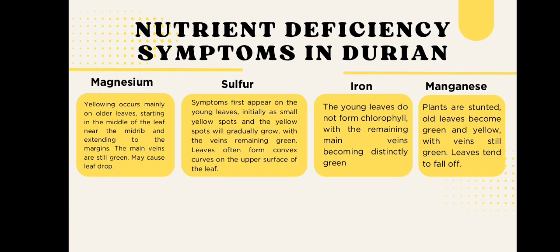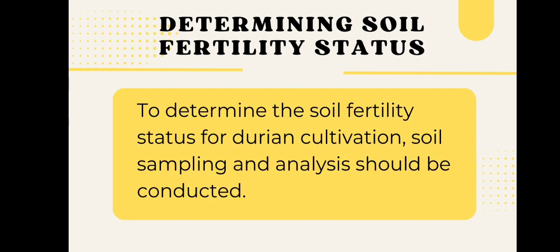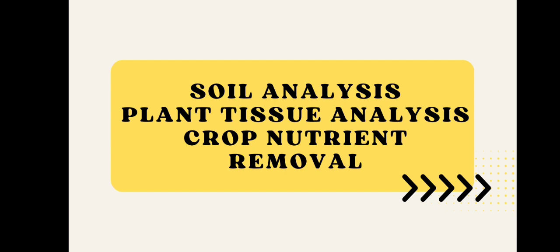Magnesium deficiency symptoms occur mainly on older leaves, starting in the middle of the leaves near the midrib and extending to the margin, and may cause leaf drop. Sulfur deficiency symptoms first appear on the young leaves, initially as a small yellow spot, which will gradually grow with the veins remaining green. Iron deficiency symptoms are when the young leaves do not form chlorophyll. And the next one, manganese deficiency symptoms, is when the old leaves become green and yellow with the veins still green. To determine soil fertility for durian cultivation, soil sampling and analysis should be conducted.